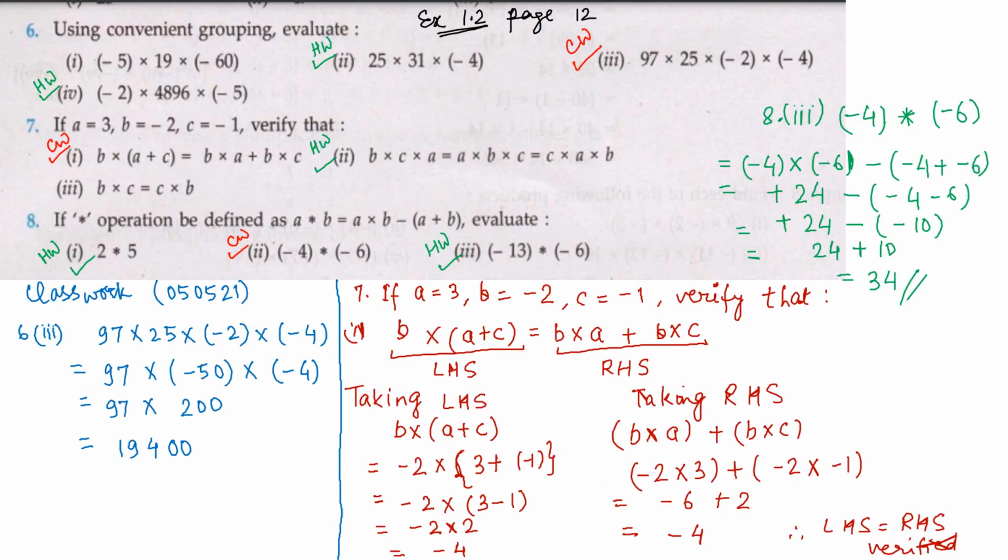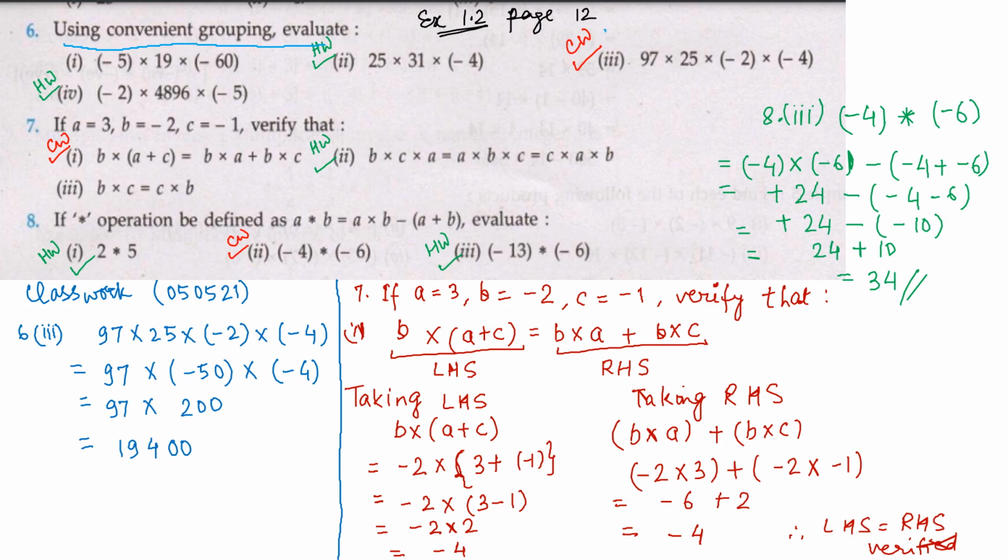Let us continue what we have done in the last class. So today we will continue from question number 6. Now question number 6 is saying: using convenient grouping, evaluate. Grouping, remember I told you the concept: some numbers will be multiplied together so that they give you a 10, 100 or 1000 and your calculation becomes easier.